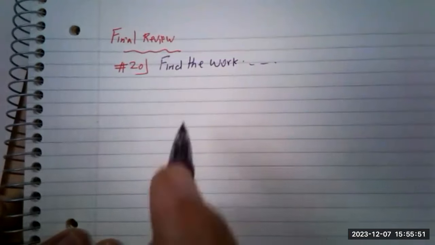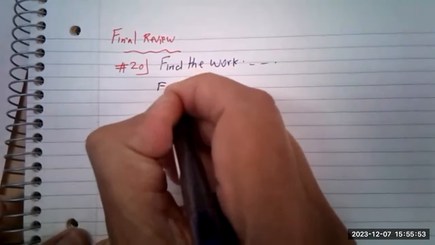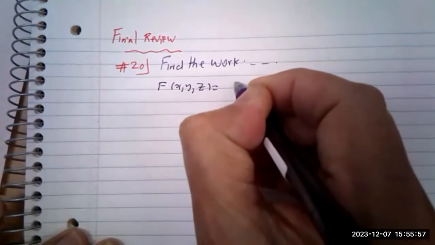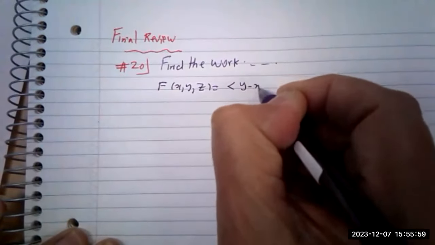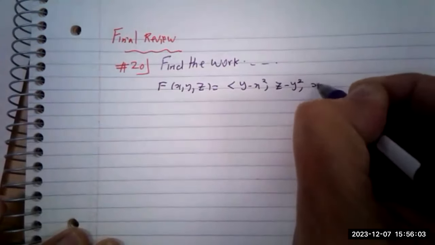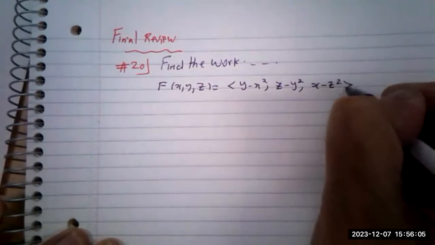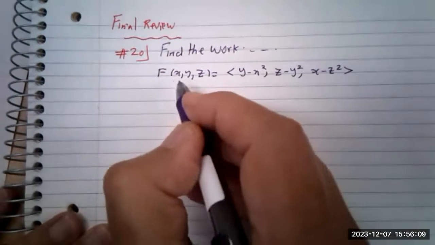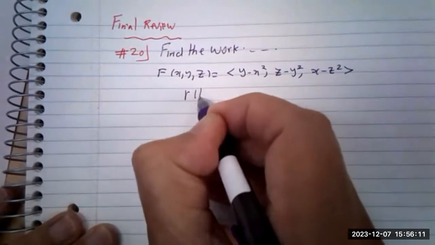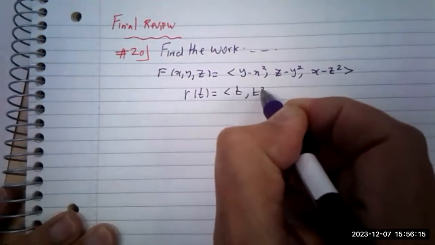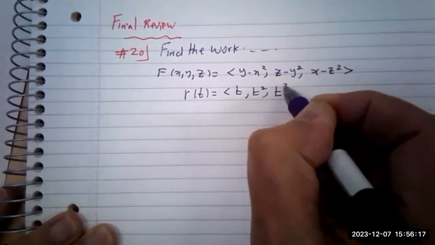Done by, you see the function would be given to you. That's a force function, f of x, y, z, the vector field. It's going to be y minus x squared, z minus y squared, and x minus z squared. That's a force. Then you need a curve. This is your curve, the path. The curve is t, t squared, t cubed.